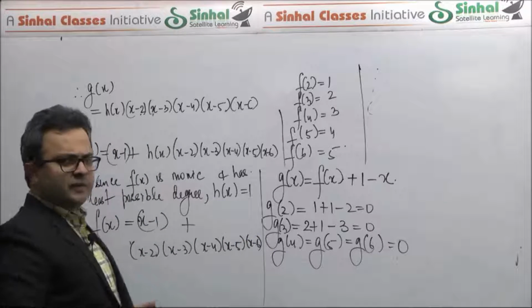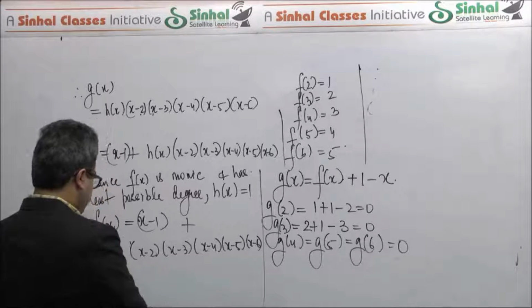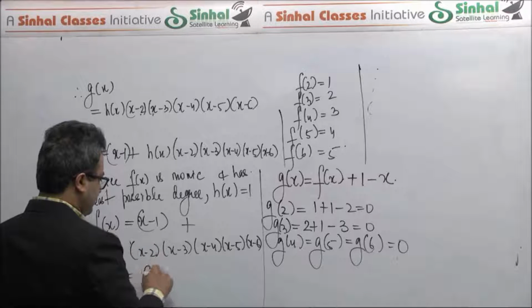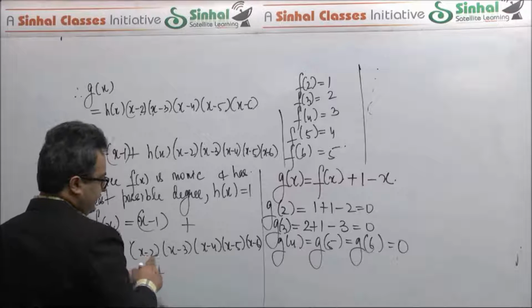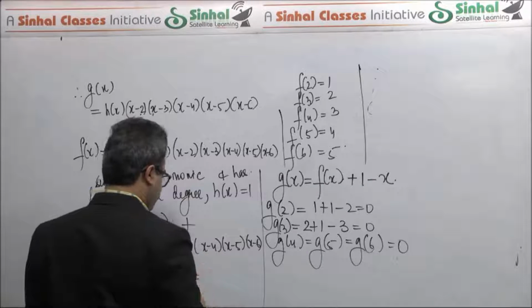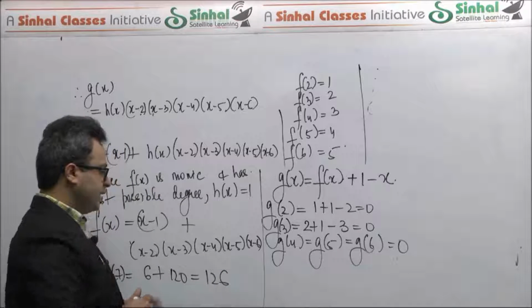and now that we have the form of f of x, we can easily find out the function value at any given value of x. So f of 7 has to be found out. So that must be 6 plus So our final answer is 126.